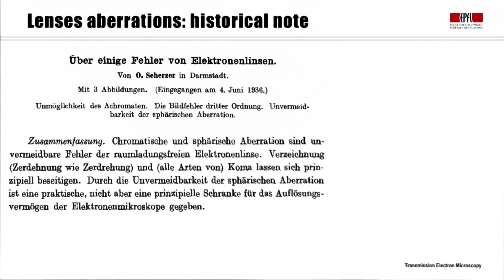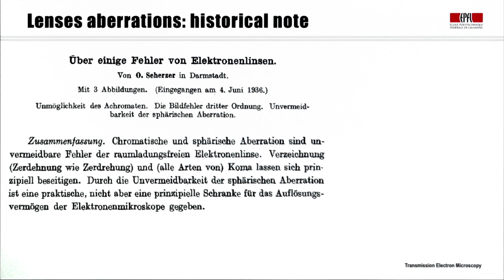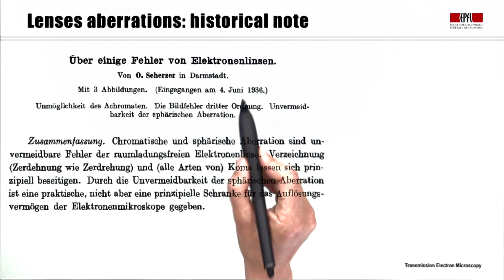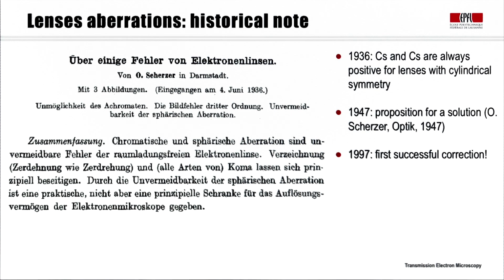A short historical note on these aberrations: chromatic aberration and spherical aberration. Actually, they were recognized to be very important and limiting the resolution of the TEM already in the 30s by Otto Scherzer. If you look at this paper published in 1936, what Otto Scherzer tells us is that you cannot avoid spherical and chromatic aberrations for lenses with cylindrical symmetry, and that they will limit the resolution of the microscope.